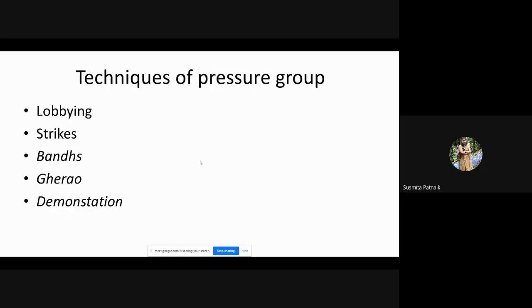Then what are the techniques of pressure groups?